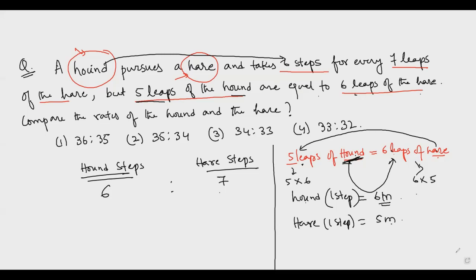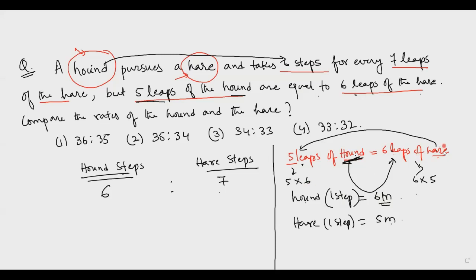Okay, let me repeat it again. The question says 5 leaps of hound is equal to 6 leaps of hare. So what I'm going to assume is that the hound's 1 step is 6 meters. I'm assuming, okay? Hound 1 step is 6 meters. So 5 leaps is 5 into 6, which is 30.